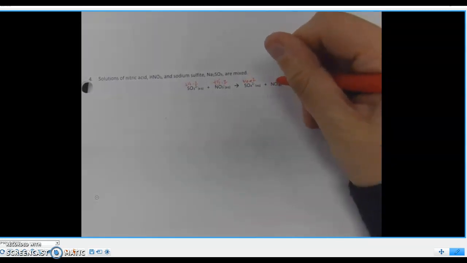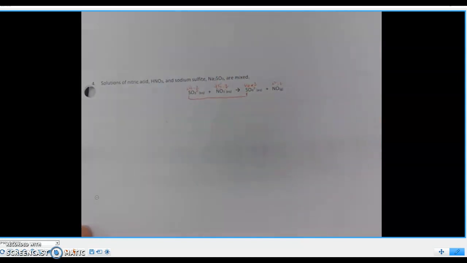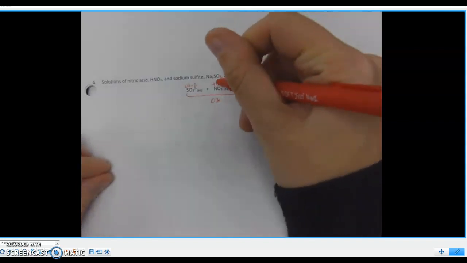And then -2, +2. Okay, so my sulfur went from +4 to +6. So that would have been oxidation. And then my nitrogen went from +5 to +2, so that'd be my reduction. So once I identify that, I'm going to write the half reactions.